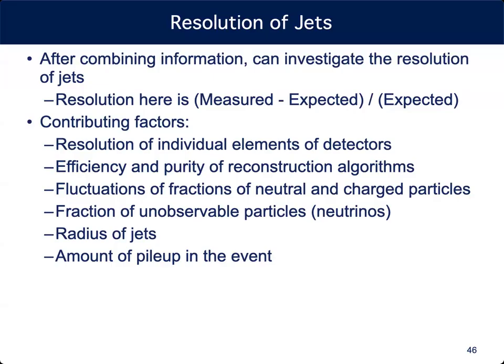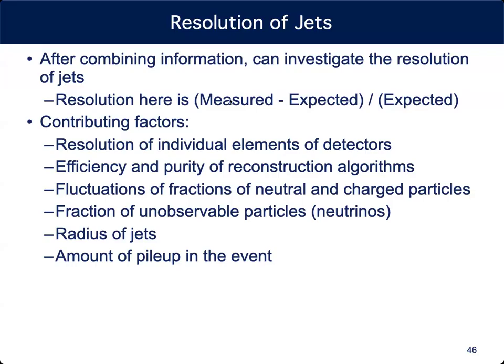There's a lot of factors that contribute here, right? There's the resolution of the individual elements of the detectors. If your calorimeter cell is this big, that's roughly your resolution for your geometric space reconstruction. The efficiency and purity of your reconstruction algorithms will mean the difference between reconstructing a track and not reconstructing a track. If your track is not there, you lose resolution, right?